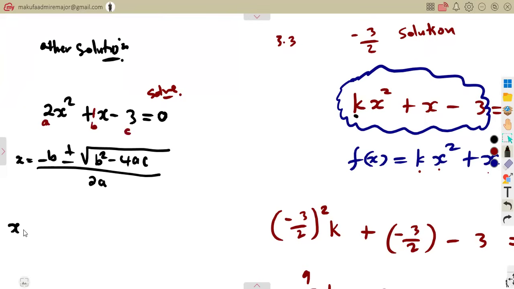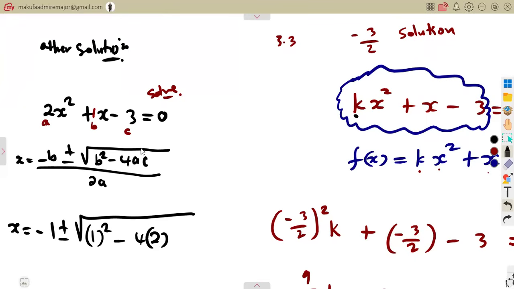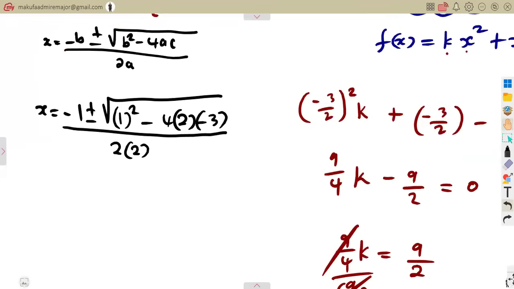So in this case, x was going to be equal to minus b, which is minus 1, plus or minus the square root of b squared, that's 1 squared, minus 4 times a, which is 2, times c, which is minus 3, everything over 2 times a, which is 2 times 2. So with this, we can solve for x, and you're going to obtain two possible values, x, which is 1, and another x, which was going to be minus 3 over 2.